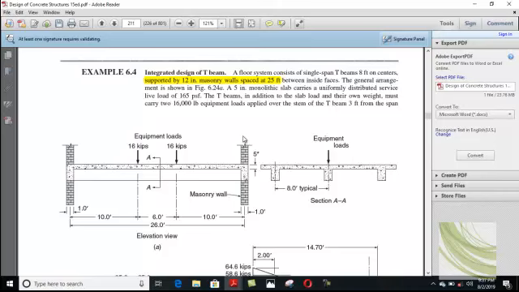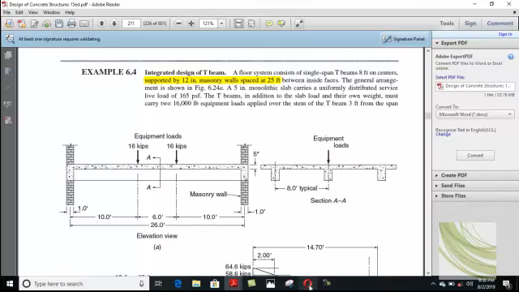This is the integrated design of a T-beam. It's a T-beam, and you have to design it and provide the cutoff points. You have a floor system consisting of a single span. There is only one single span. There are 3 T-beams, placed at a center to center distance of 8 feet. 1, 2, 3. This is the longitudinal view and this is the sectional view.